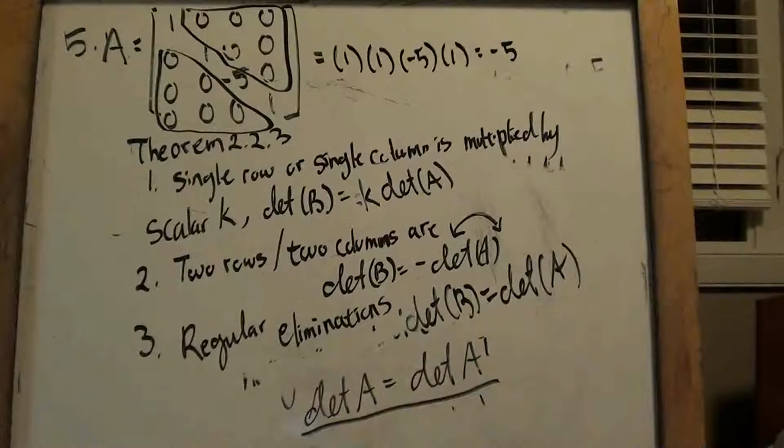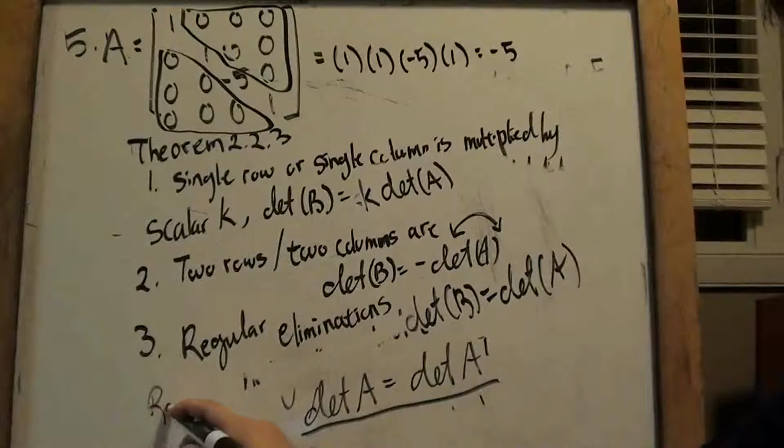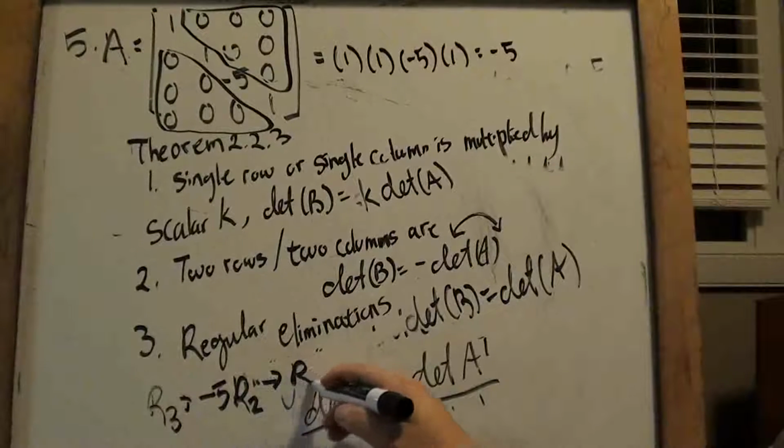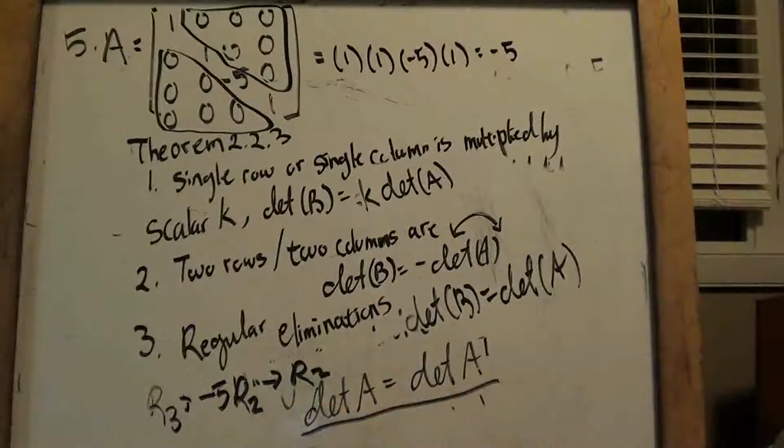So for example, if I had R3 plus negative 5 R2 gives me the new R3, that's a regular elimination that we've been going through, so the determinant will not change. And you should know that, because whenever we have a 3 by 3 size matrix or greater, what's the one thing we always do? We try to make as many zeros as possible in the same column or row, right? The reason why we do that is that as long as we're doing regular eliminations like this, the determinant doesn't change.